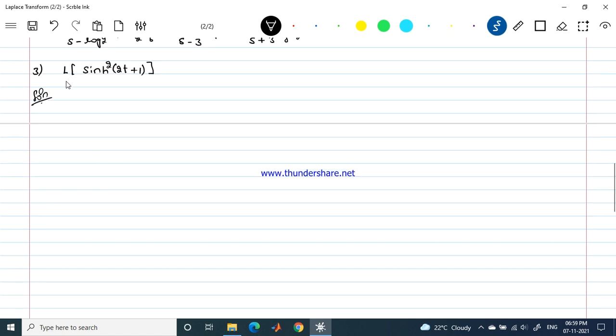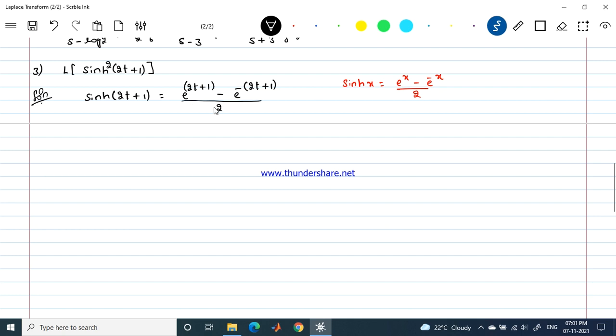Next one is L of sinh square of 2t plus 1. Not in standard form. I need to put it in exponential form. What is sinh x? It's given by e power x minus e power minus x divided by 2. With the help of this, sinh of 2t plus 1 becomes e power 2t plus 1 minus e power minus 2t plus 1, by 2.